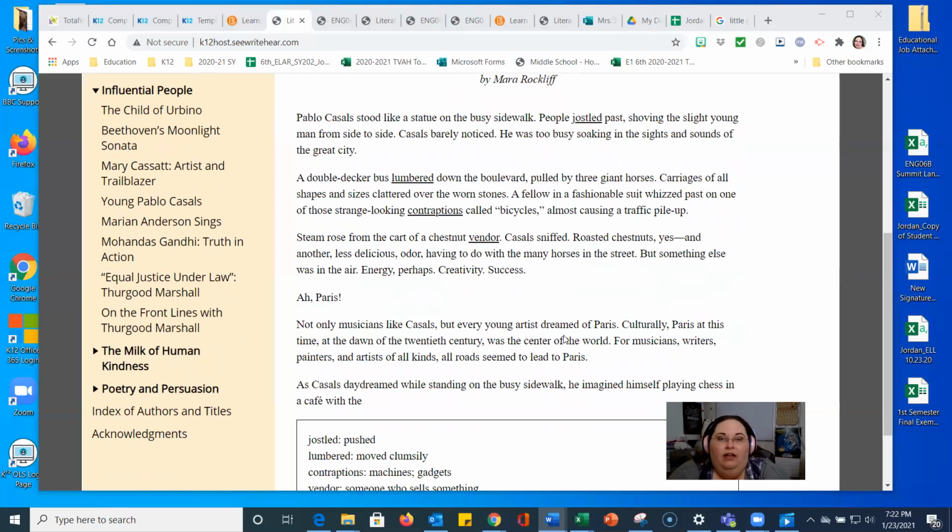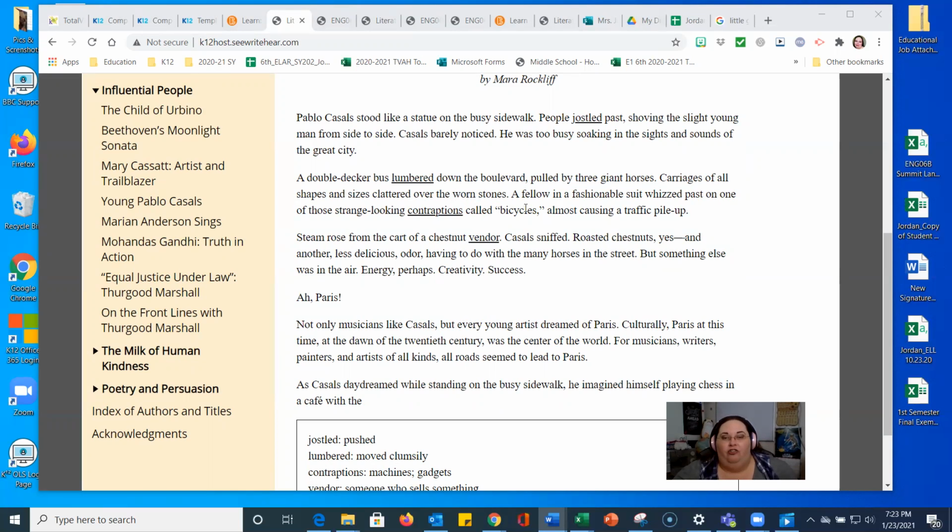Pablo Casals stood like a statue on the busy sidewalk. People jostled past, shoving the slight young man from side to side. Casals barely noticed. He was too busy soaking in the sights and sounds of the great city. A double-decker bus lumbered down the boulevard, pulled by three giant horses. Carriages of all shapes and sizes clattered over the worn stones.